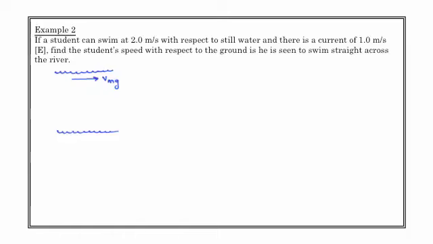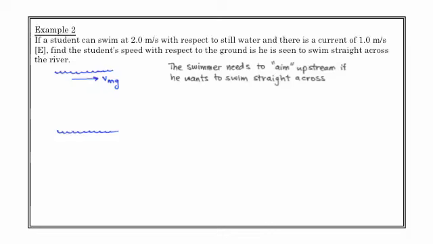If, let's say, the swimmer aims straight across. So the swimmer's standing on the southern shore and looks to the north shore and then just swims straight across. Where does that swimmer end up because of the current? Well, he ends up downstream because the current pushes him. So in this case, the swimmer actually needs to aim himself upstream if he wants to swim straight across.